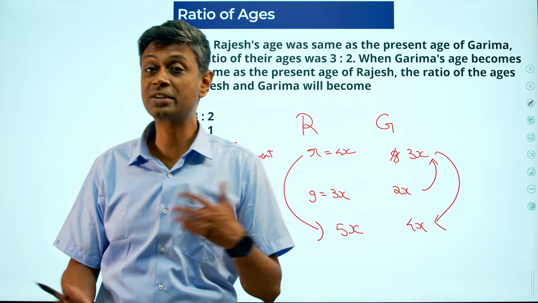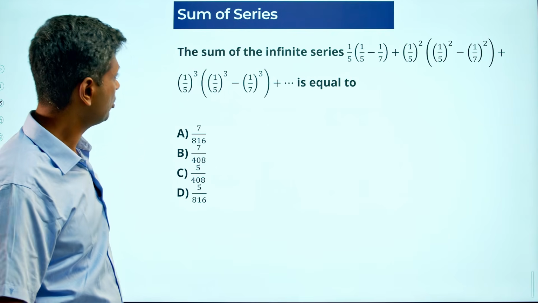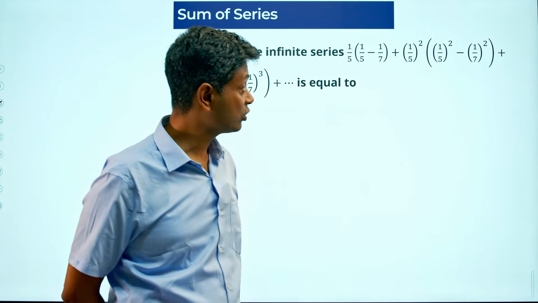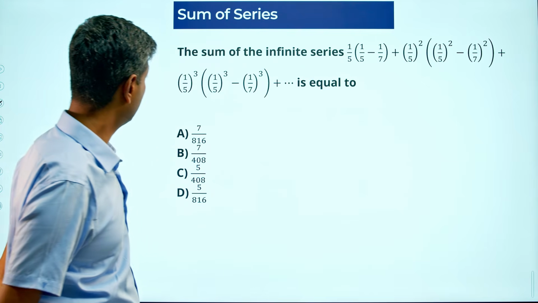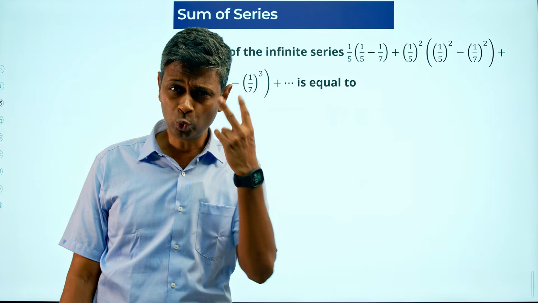I thought it would be a tougher question than it actually turned out to be. Nice and simple, juicy. The sum of the infinite series 1/5 × (1/5 − 1/7) + (1/5)² × ((1/5)² − (1/7)²) + (1/5)³ × ((1/5)³ − (1/7)³), all of that. Break this as two different series.